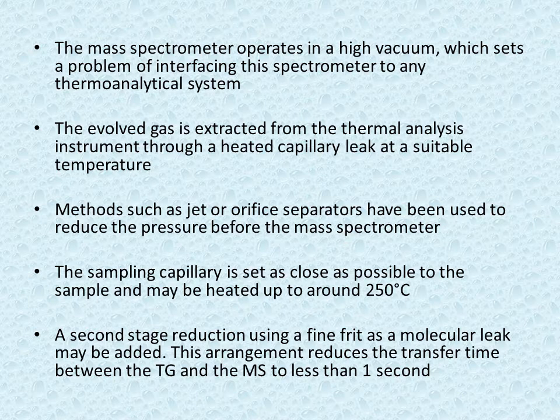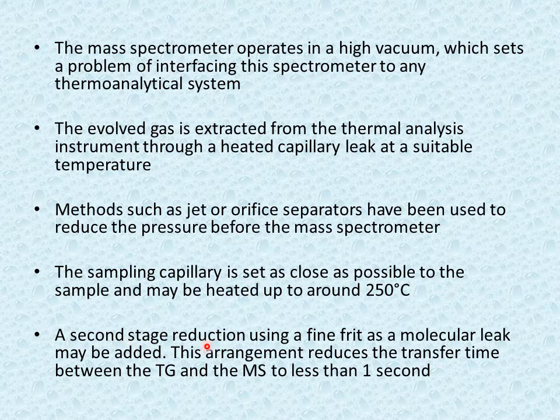So there are some suitable methods like jets or orifice separators which are used to reduce the pressure of these gases before they are made to enter into the mass spectrometer. The sampling capillary is set as close as possible to the sample and may be heated up to around 250 degrees centigrade. So the sampling capillary is kept quite close to the spectrometer and the sample is heated as well, around 250 degrees centigrade.